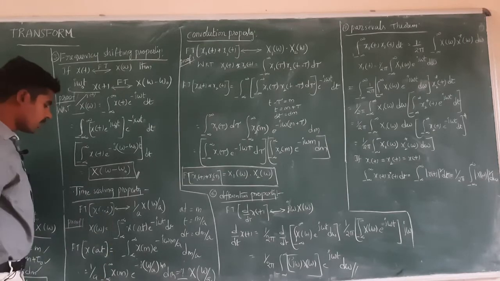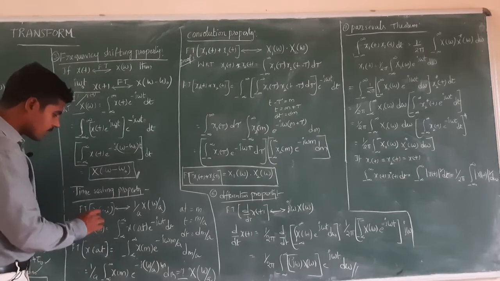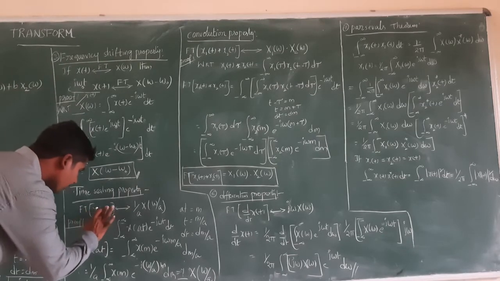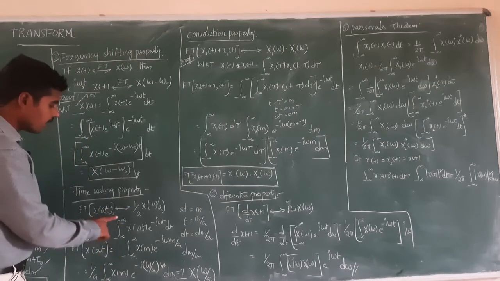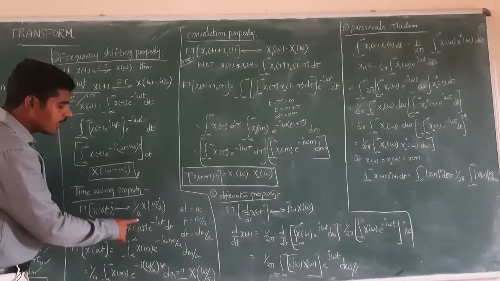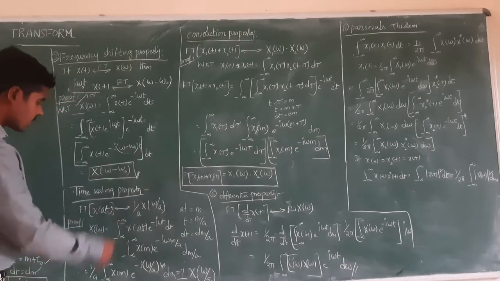Coming to the next property, the time scaling property. The time scaling property states that the Fourier transform of x of at is equal to 1 by a into X of omega by a. So let us see this also.